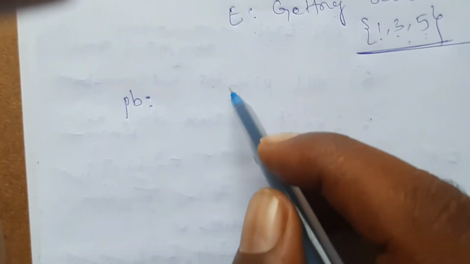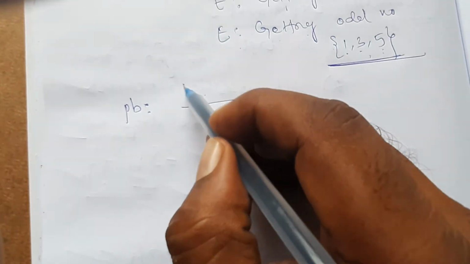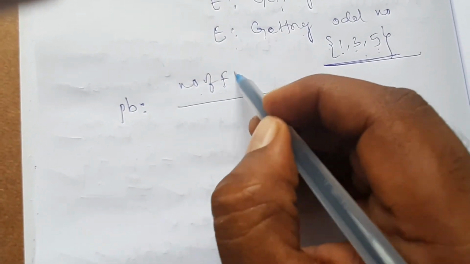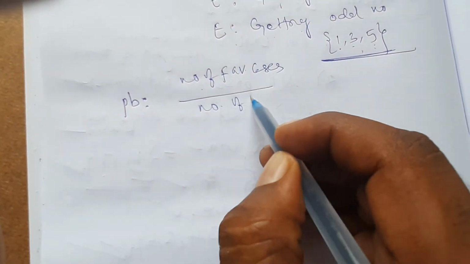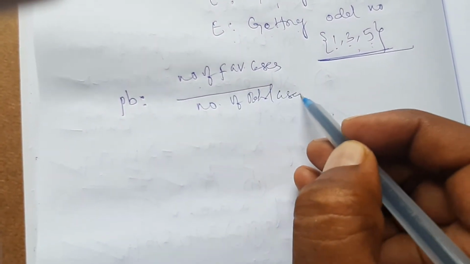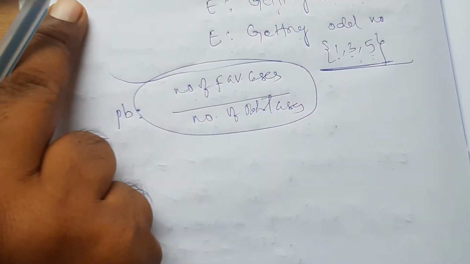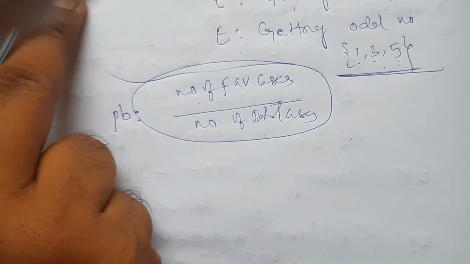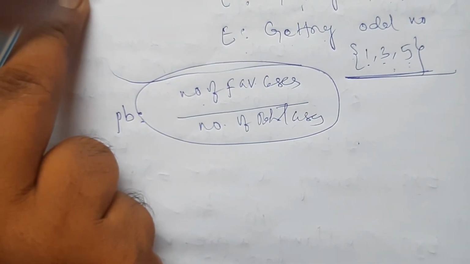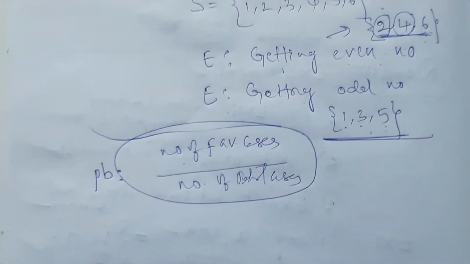For probability, we are using the definition: probability equals the number of favorable cases by the number of total cases. This is always the definition, and we can always use the formula number of favorable cases by number of total cases. Now I will explain with these examples.